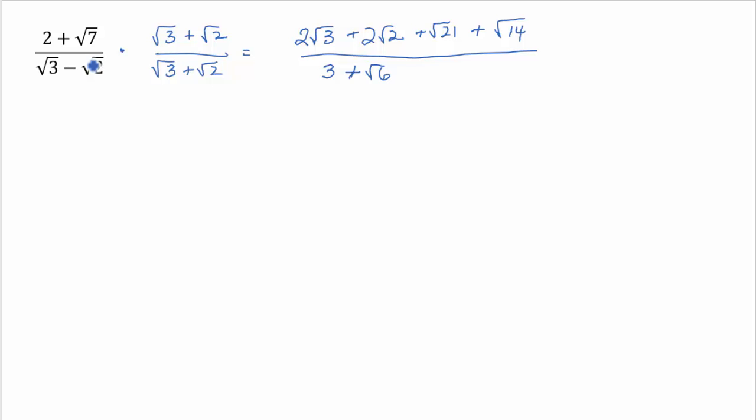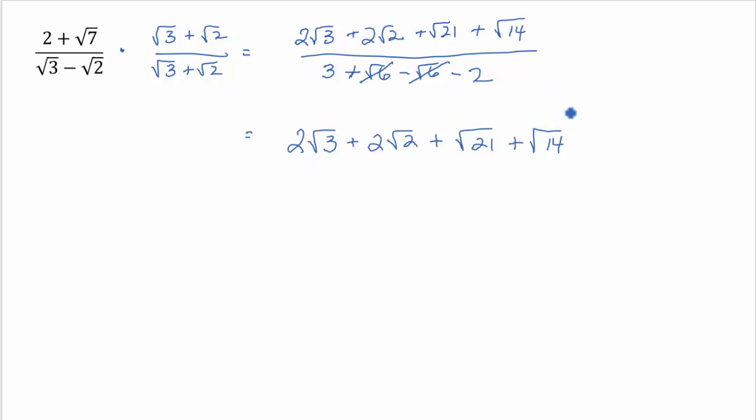Inner, negative square root of 2 times the square root of 3 is negative square root of 6. Last, negative square root of 2 times the positive square root of 2 is negative 2. Now these are going to cancel. So we're left with 2 square roots of 3 plus 2 square roots of 2 plus the square root of 21 plus the square root of 14 all over 3 minus 2 is 1.